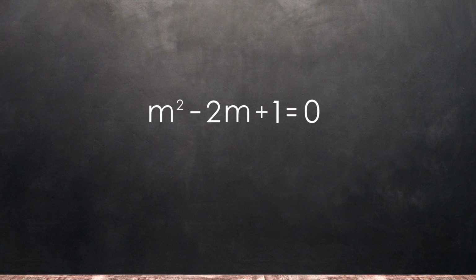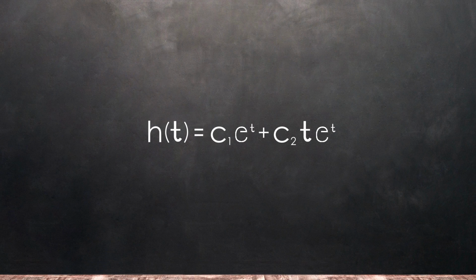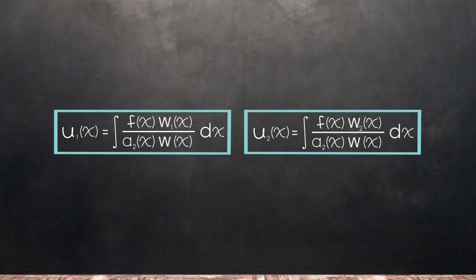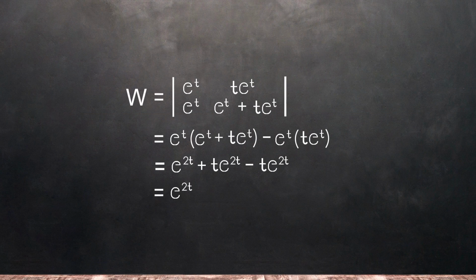Solving the characteristic equation, we find that m equals 1. Since we have repeated real roots, our homogeneous solution is h of t equals c1 e to the t plus c2 t e to the t. Before we solve for our unknown functions u1 and u2, we need to calculate the Wronskians. In this example, the Wronskian in the denominator is e to the power of 2t.